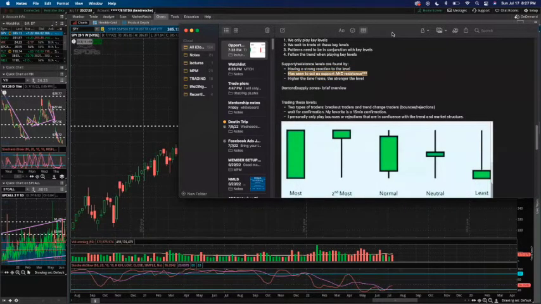People talk about having a certain amount of touches. Sure, that's important. Yes, you want to have multiple touches, at least 2, preferably 3. I would say 3 as a rule of thumb, but these are the 2 things you want. And then just keep this in your notes: the higher the time frame, the stronger the level.